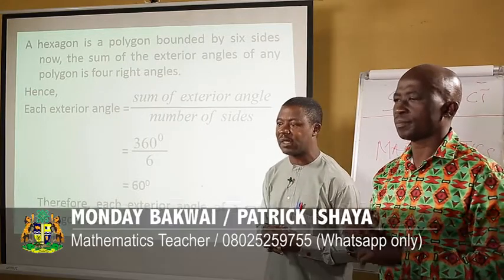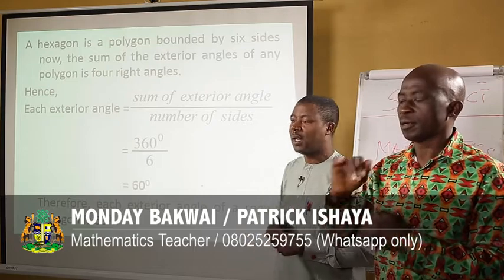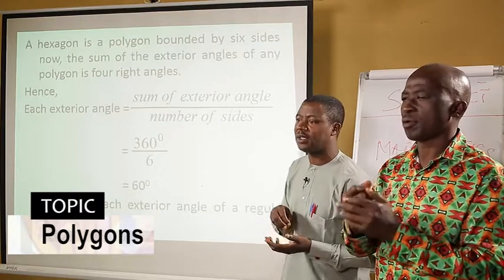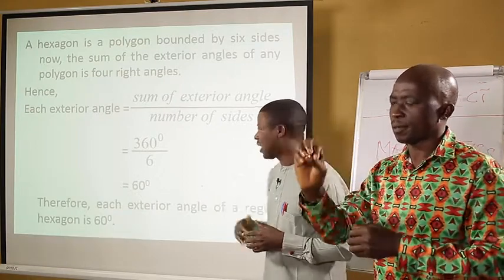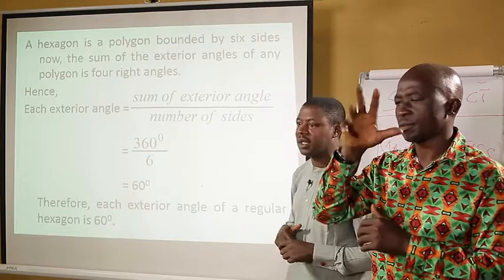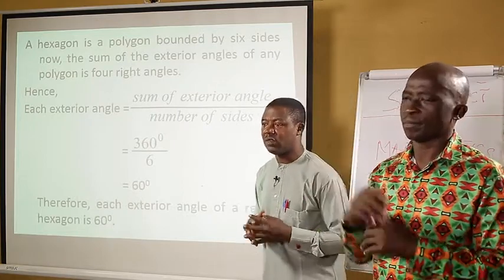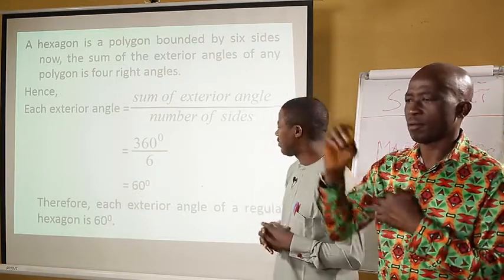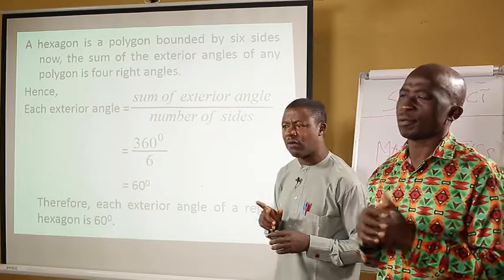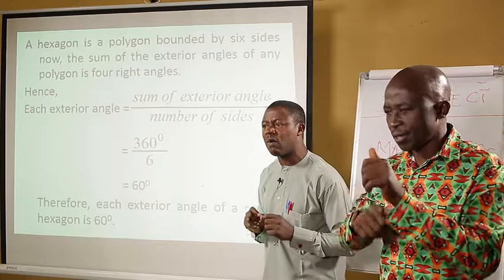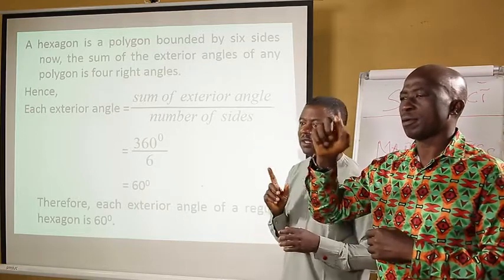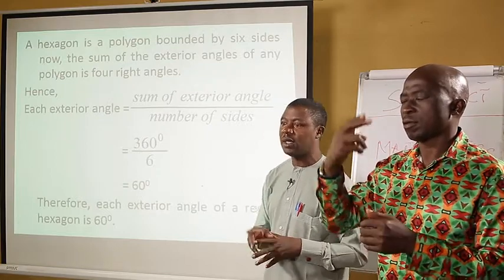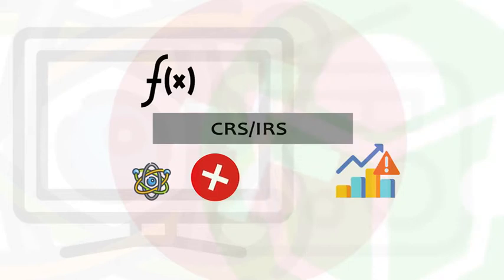Now we divide the sum of the exterior angles by the number of sides, which is 360 degrees divided by 6. If you simplify that correctly, you have 60 degrees. Therefore, each exterior angle of a regular hexagon is 60 degrees.